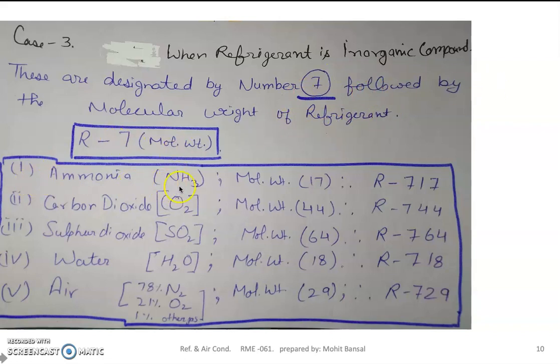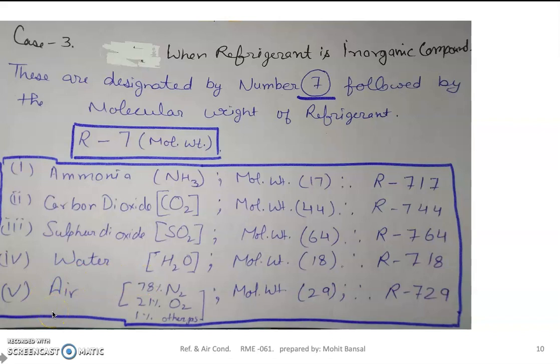Like if we have ammonia, look at the molecular weight: nitrogen has atomic weight 14, hydrogen 1, there are 3 hydrogen and 1 nitrogen, so it becomes 17. So we will write it as R717. For carbon dioxide, carbon's molecular weight is 12, oxygen is 16, so 32 plus 12 is 44, R744. For sulfur dioxide SO2, its molecular weight is 64, R764. Water: hydrogen has molecular weight 1, 2 hydrogen atoms are there and 1 oxygen atom, so 16 plus 2 is 18, R718. And the last one is air.